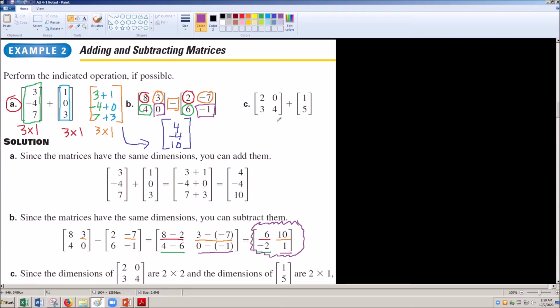For the last one here, we love it when we get problems like this because I look at it for 0.5 seconds. I say this is a 2 by 2 and this is a 2 by 1. Are they the same dimension? No. Can you add them or subtract them? No. We're done. That's it.